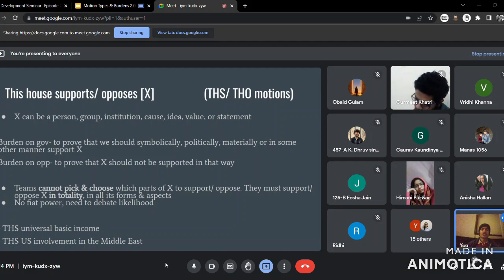The second point is this house supports US involvement in the Middle East. So this would probably mean how the US tries to solve problems in the Middle East or how it deals with countries or conflicts in the Middle East and things like that. And any of these motions can be turned to opposes motions. Supports की जगह oppose कर दो, burdens flip हो जाएंगे. गव को जो काम करना था वो op करेगी, op को जो करना पड़ता वो गव करेगी. So this motion is this house supports US involvement in the Middle East.